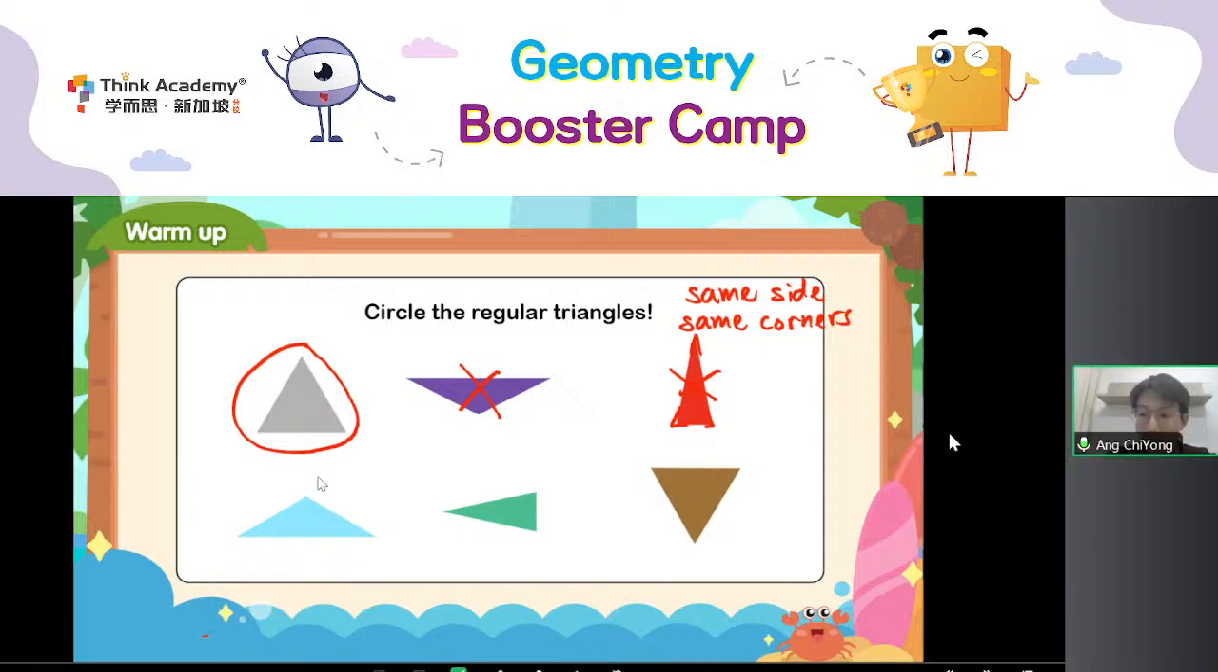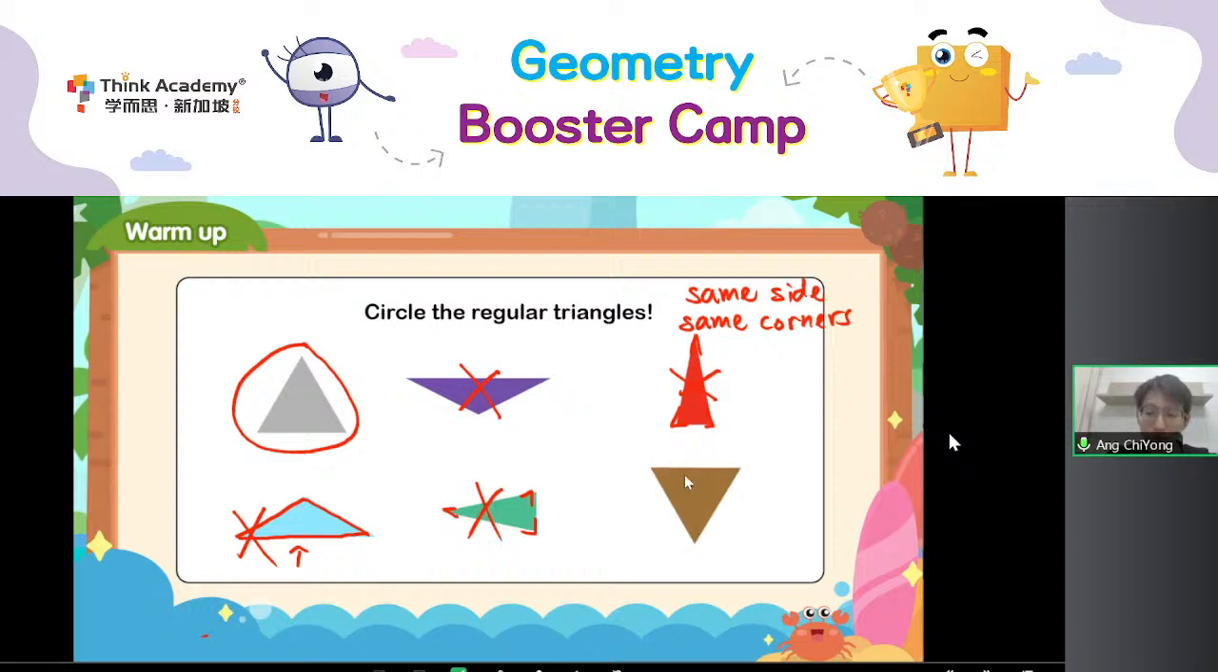Okay, let's review the answers for the first one. Over here, we have the sides, like this. I don't think the sides look the same. This side over here looks a lot longer than the rest. So this is not a regular triangle. What about the other one? The other one looks very sharp. This corner is not the same as the rest. So it's also wrong. What about the last one?